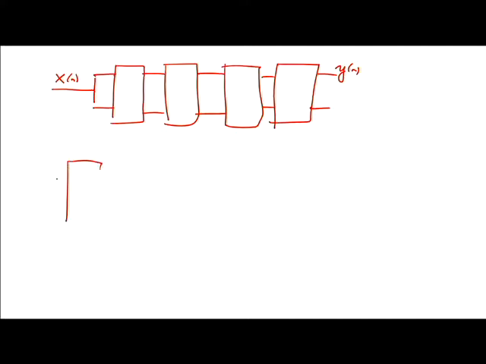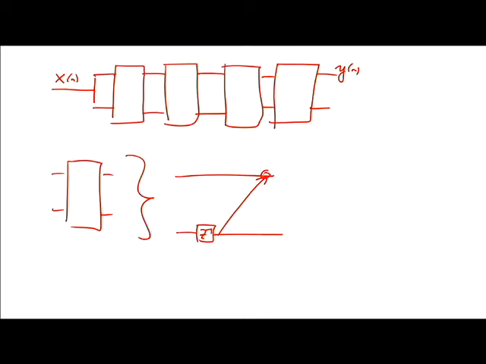And inside the box, it's going to look like this. Add. Add. And it goes out, and goes out. And you have something called a reflection coefficient. So you multiply both paths by kn, if this is the nth stage.